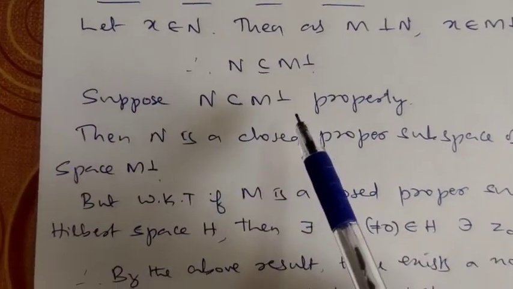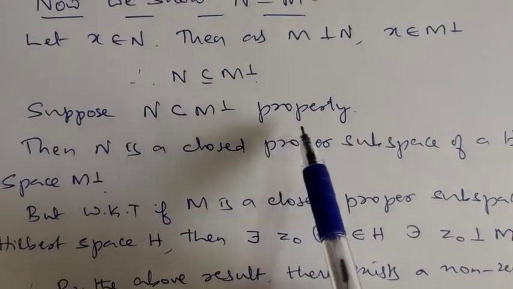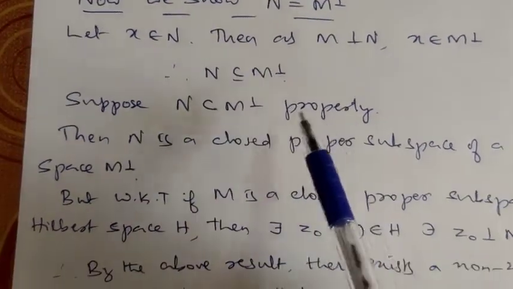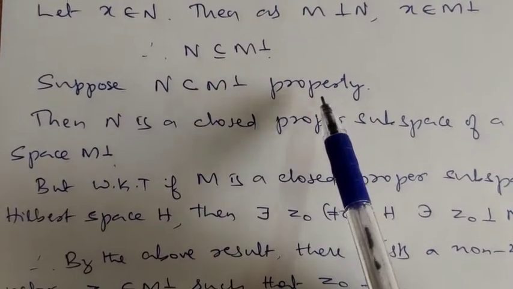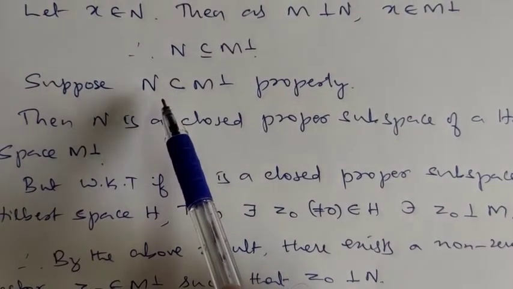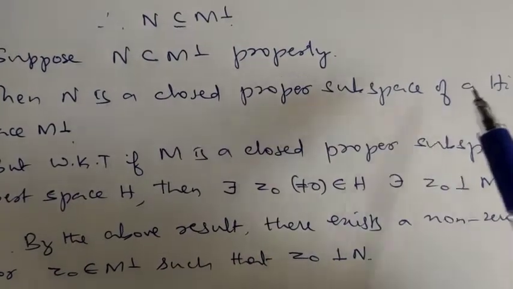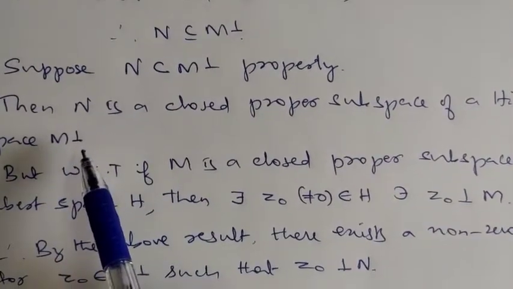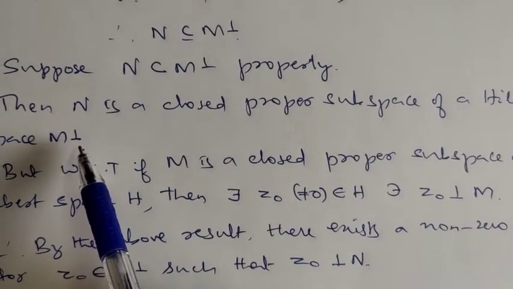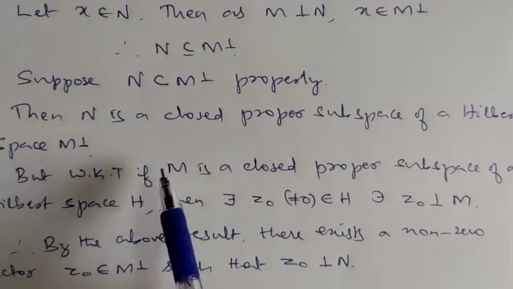Okay. Now we have to show that M perp is contained in N. For this, suppose on the contrary, assume that N is contained in M perp properly, meaning the reverse is not true. Then N is a closed subspace, because M and N are closed linear subspaces. Now N is a closed proper subspace of a Hilbert space M perp, because a closed subspace of a Hilbert space is also a Hilbert space. M perp is a closed subspace, therefore N is a closed proper subspace of the Hilbert space M perp.